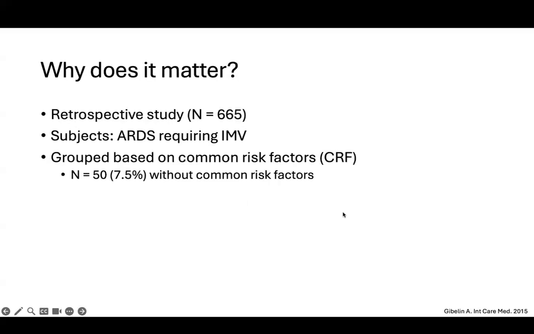So let's look at why it matters. Why does it matter? We've been talking about ARDS mimics. A retrospective study was done on 665 ARDS patients requiring invasive mechanical ventilation, and this study grouped the patients based on common risk factors. The common risk factors were similar to the ones in the table that I showed you, but not exactly, but more or less you can compare them. They found that about 7.5% of the 665 patients do not have common risk factors.